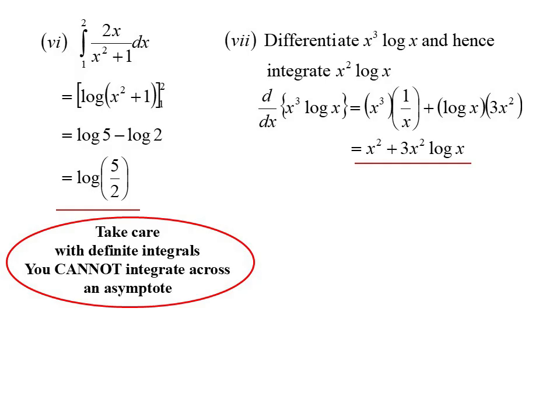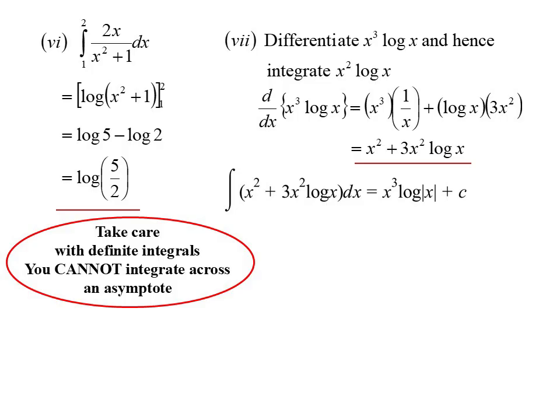Now it's saying integrate x squared log x. Well, I don't know how to do that, but I do know how to integrate x squared plus 3x squared log x, because we just differentiated something and got that. So logically, if I integrate, I'll go back to what I started with. The only difference being I'll make it the log of the absolute value of x rather than the log of x.